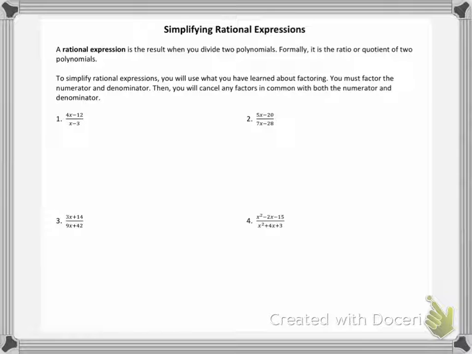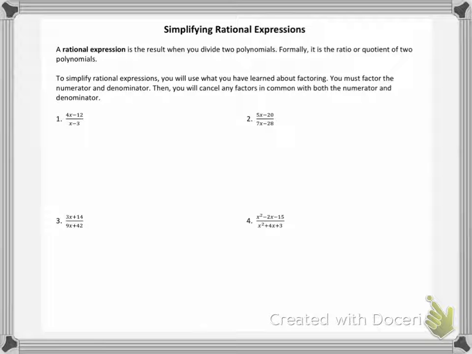This is going to heavily build off of what you learned in the last chapter, dealing with how to factor things. And you're going to see in this whole little unit that we've got here, you're going to do a lot of factoring and continue to use all of those skills. So, today's lesson here is to understand what a rational expression is and then be able to simplify them.